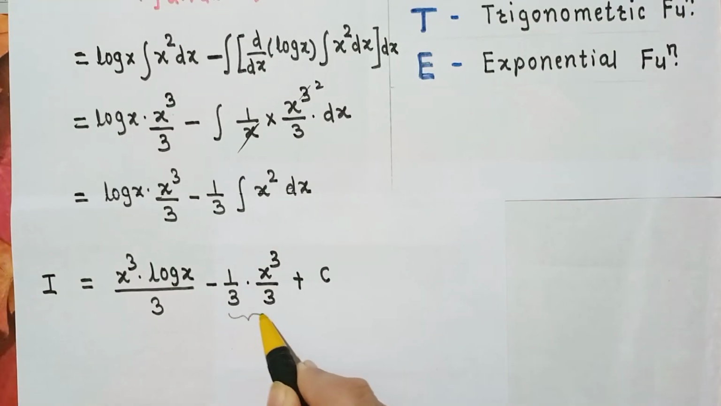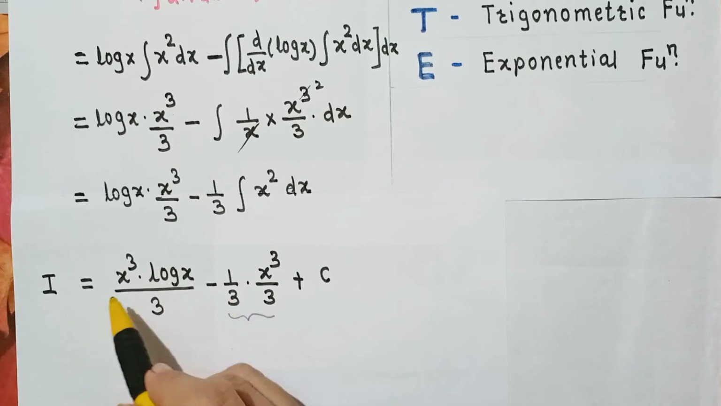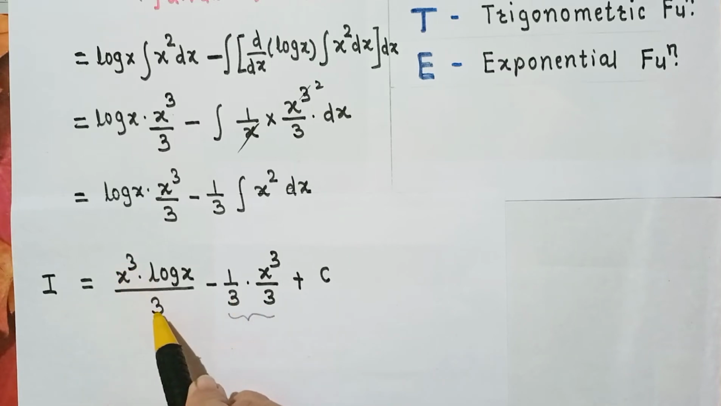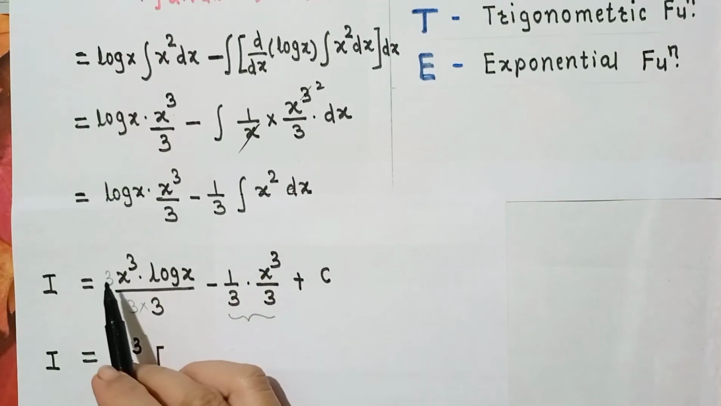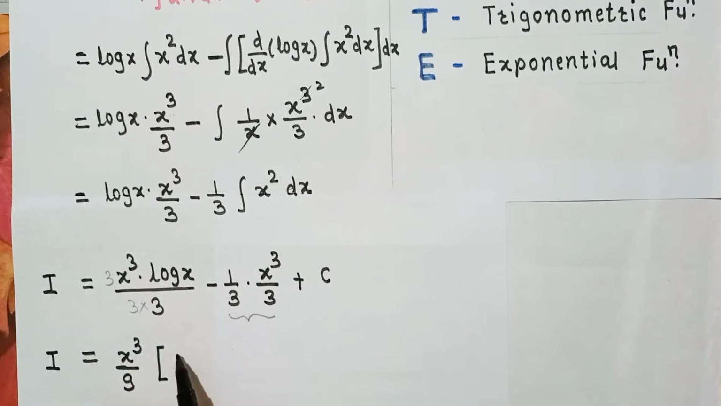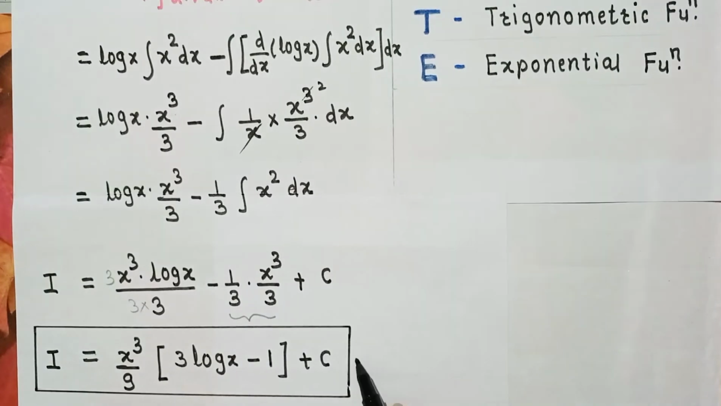Now check this term. This is x cube upon 3, 3 threes are 9. We will take common here. So x cube is there, but in the denominator only 3 is there. So we will multiply and divide by 3, and we will take x cube upon 9 common. So here 3 log of x remains, and minus we are taking here, so only 1 remains, and plus c is the final answer.